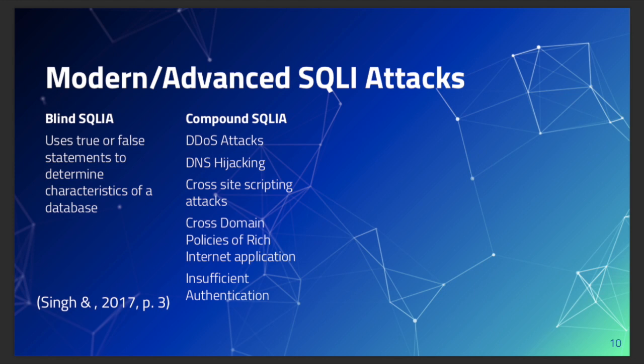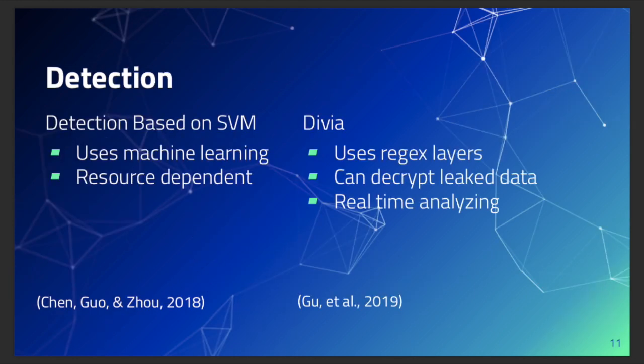This attack involves utilizing an SQL injection attack alongside another type of web-based attack. Types of compound SQL injection attacks include SQLI and DDoS attacks, SQLI and DNS hijacking, SQLI and cross-site scripting attacks, SQLI using cross-domain policies of rich internet application, and finally, SQLI and insufficient authentication.